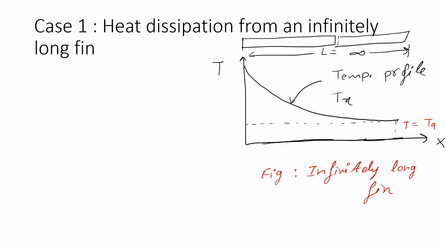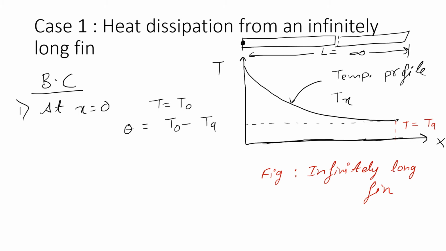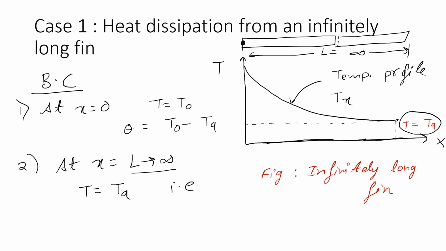So here first of all we will write the boundary conditions. First boundary condition: at x equal to 0, the temperature is equal to the base temperature T naught. So here we write theta as T naught minus Ta. Second boundary condition is at x equal to infinity, that is when L tends to infinity. Here we have observed that the temperature becomes equal to the ambient temperature, that is, theta becomes 0.